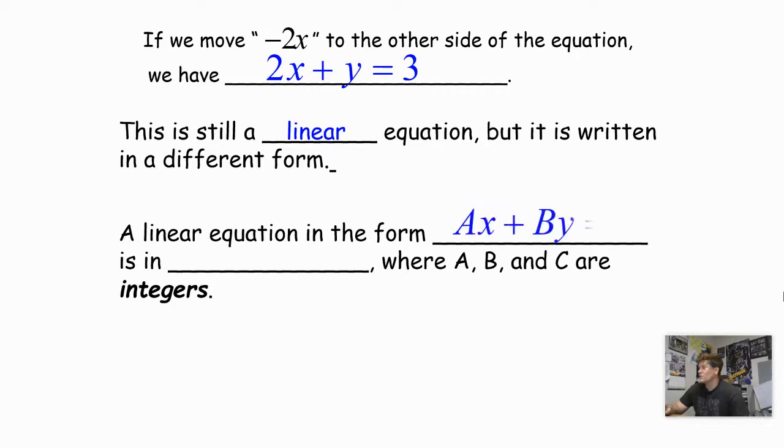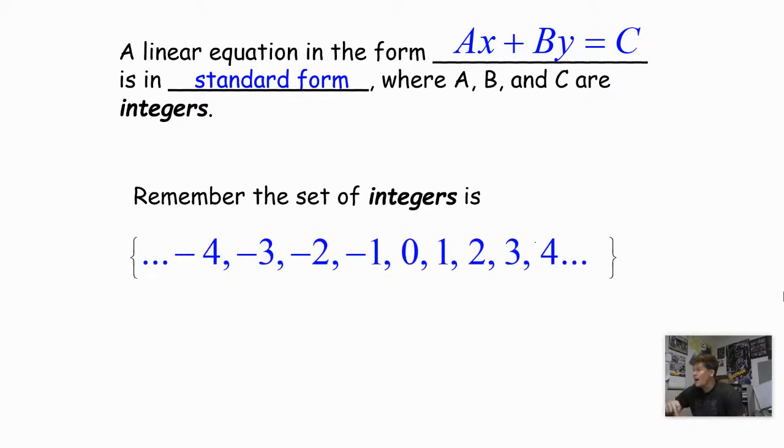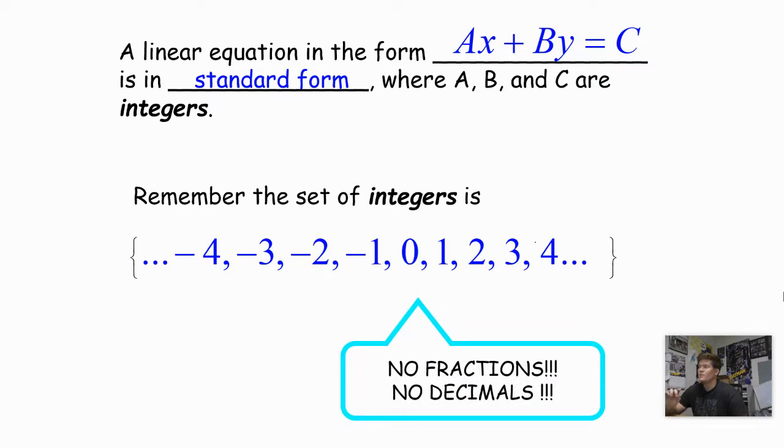A linear equation in this form, A times x plus B times y is equal to C, is in standard form. Those big capital letters A, B, C represent any integer. Any integer times x, any integer times y equals any integer: standard form. If you don't remember what integers are, they're all of our negative and positive whole numbers, which also include 0. So it could be -5, -4, -3, -2, -1, all the way up 0, 1, 2, 3, 4, 5, 6, 7, it keeps going. All the negative and positive numbers. So if you see any of those times x, any of those times y, equals any of those, it's standard form. Important to remember, no fractions, no decimals in standard form.